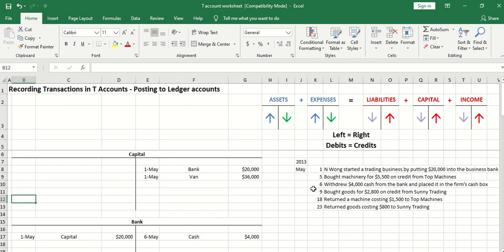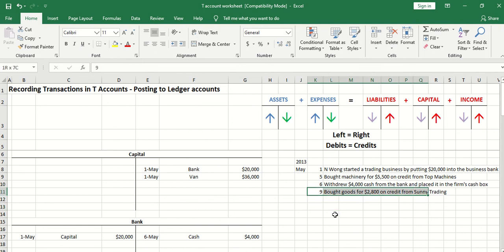Okay, in the interest of time, I'll just do one more. I won't do these last two. These two you can do on your own, and it is in the exercise. Let me do one more. On the 9th of May, I bought goods for $2,800 on credit from Sunny Trading.